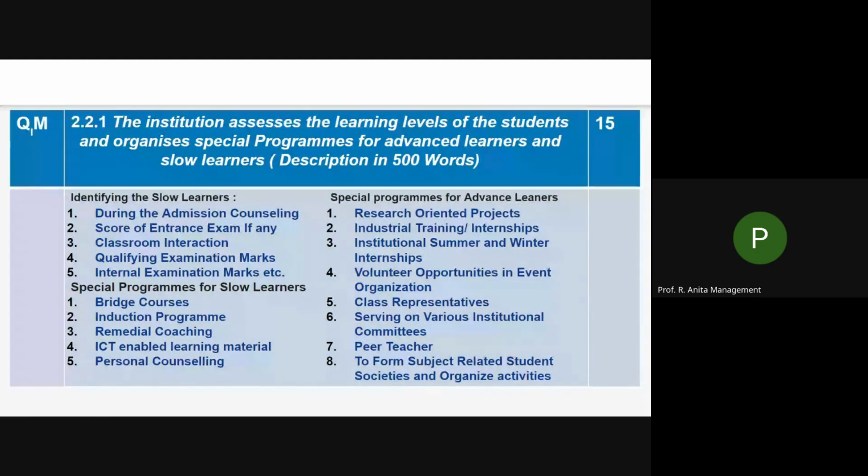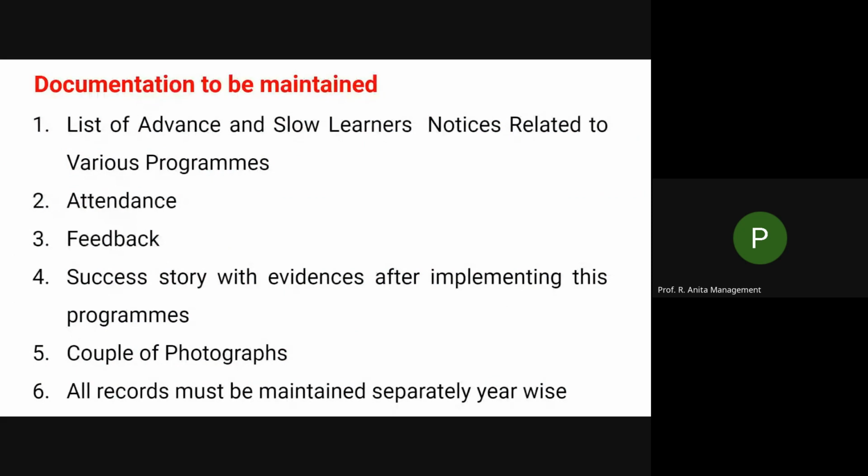So as supporting documents, you can have a list of advanced and slow learners, notices related to various programs, attendance, and then feedback from these people. Then success stories, like how a particular slow learner has improved a lot in due course of time from first year to second year to third year. And have a couple of photographs of when you're conducting programs for them. All the records must be maintained separately, year-wise. This documentation, you should keep it.